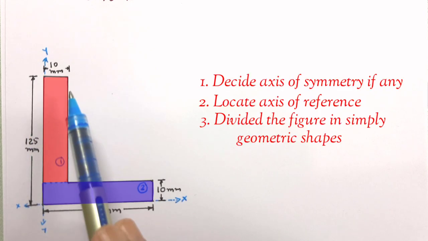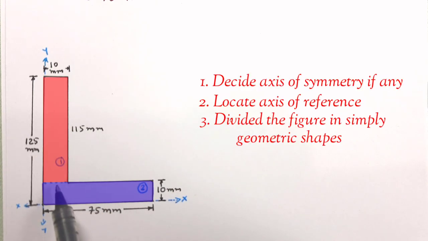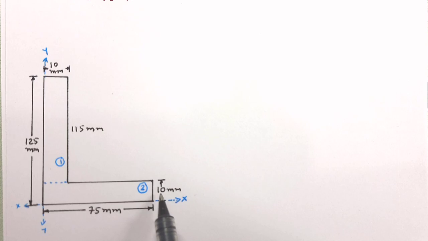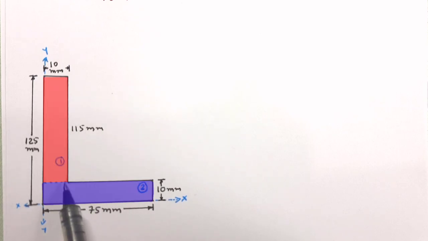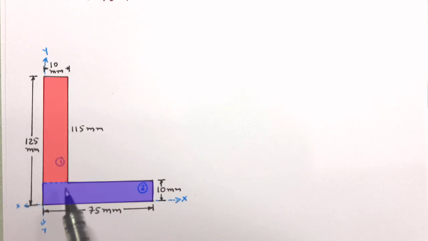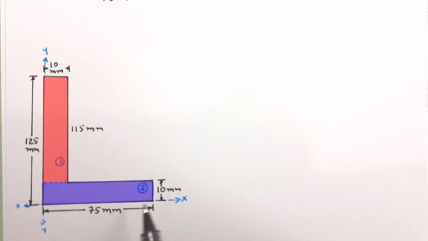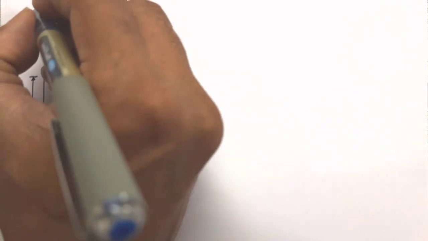This is first rectangle which is having dimension 115 mm means 125 mm minus 10 mm. So the length of this first rectangle is 115 mm and width is 10 mm. And this is the second rectangle which is having length 75 mm and width 10 mm. Now let us work out X bar and Y bar first. For that we need to work out A1, A2, Y1, Y2 and X1, X2.